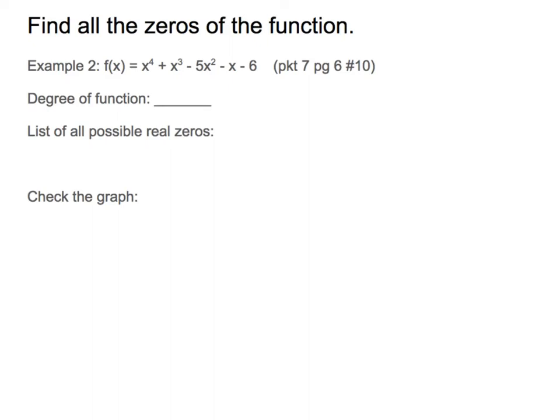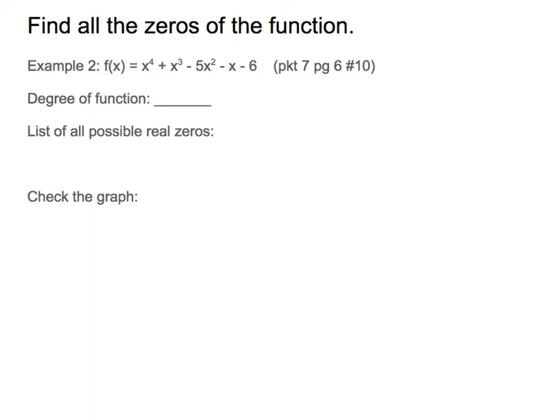All right, so this is part 3 of Journal 34, and we are trying to find all the zeros for this function here. In the previous part, we were looking at the degree of the function and then listing out all the possible zeros and then checking the graph to see which of the possible roots actually show up on the graph. So we're going to take a look at another example where not all of them show up on the graph.